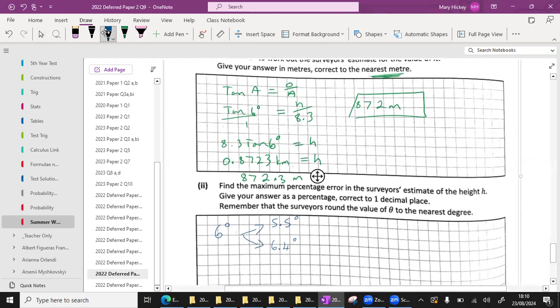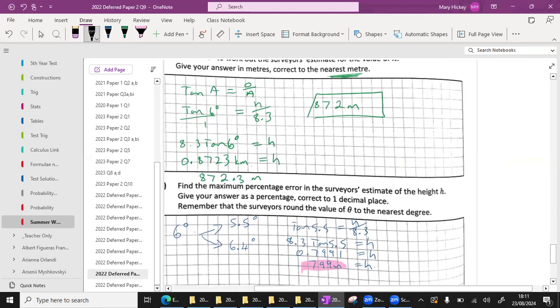So ultimately it's going to be the tan of 5.5 is equal to h over 8.3. So I'm going to multiply 8.3 by the tan of 5.5. So 8.3 by the tan of 5.5, and that's giving me 0.7991. Now that's in kilometers, so 799 meters. Now remember, above it was 872, so there certainly is a difference. But before we talk about that, let's do the same for the other end of the spectrum.